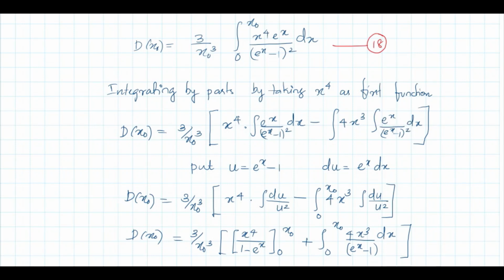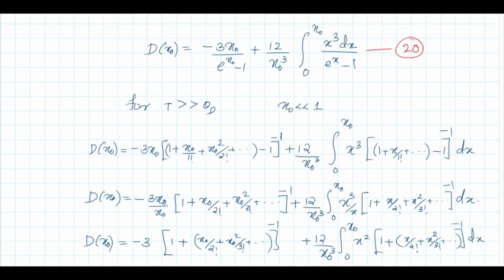Okay, put u equal to e raised to x minus 1, then du becomes e raised to x dx. So this integral becomes the integral du by u square. Here also you will have du by u square. What is the integral of du by u square? It is minus 1 by u. Okay, so you will get it as minus, you can incorporate that in here. So that becomes x raised to 4 by 1 minus e raised to x, instead of e raised to x minus 1, from 0 to x naught. This is the boundary term, plus here also you have a minus 1 by u, that minus and this minus become plus, integral 0 to x naught 4x cube divided by e raised to x minus 1 dx.